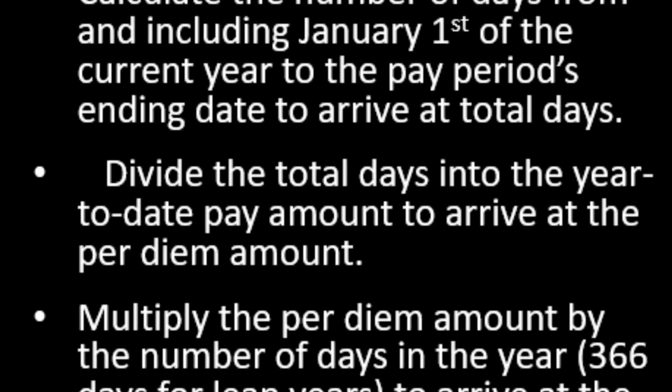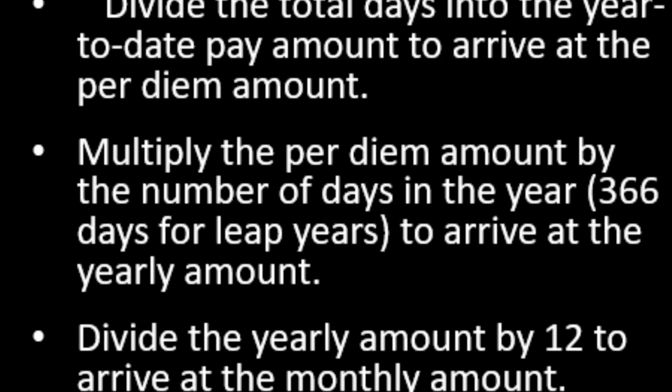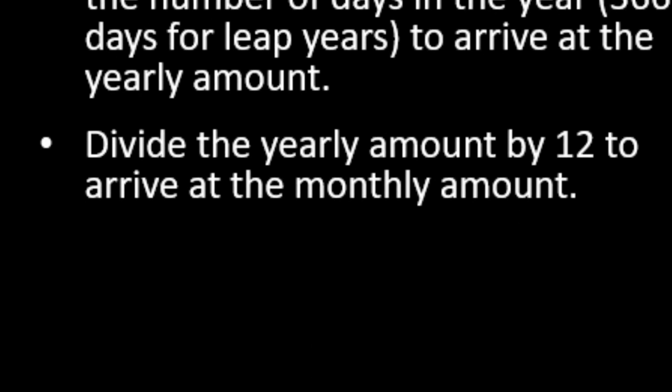Step 2. Divide the total number of days into the year-to-date pay amount to arrive at the per diem amount. Step 3. Multiply the per diem amount by the number of days in the year. For leap years, the number of days is 366, and otherwise the number of days is 365. Step 4. Divide the yearly amount by 12 to arrive at the monthly amount.